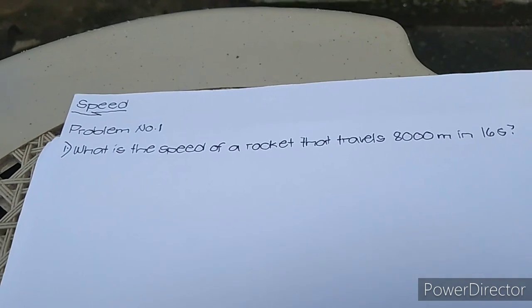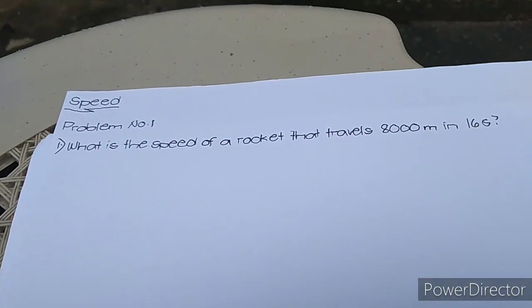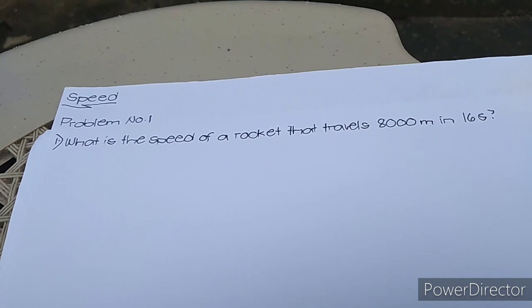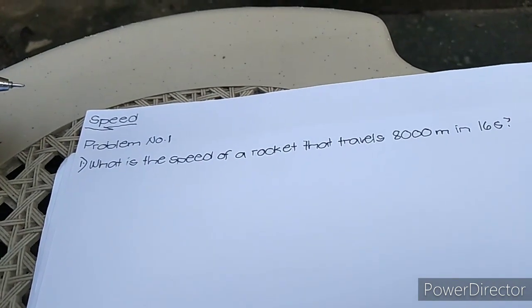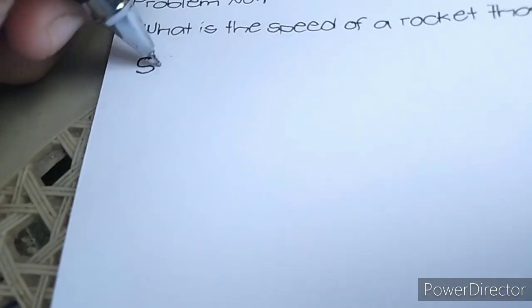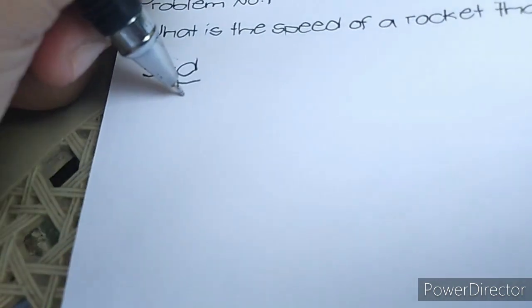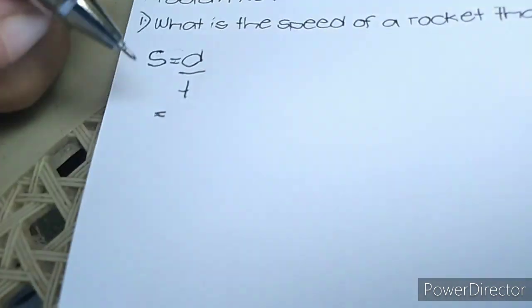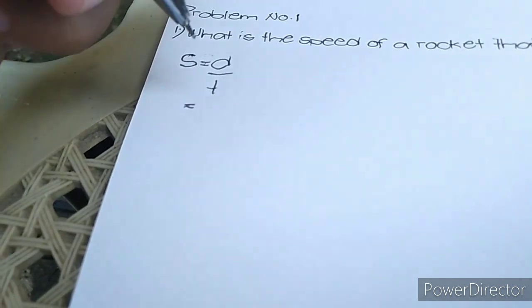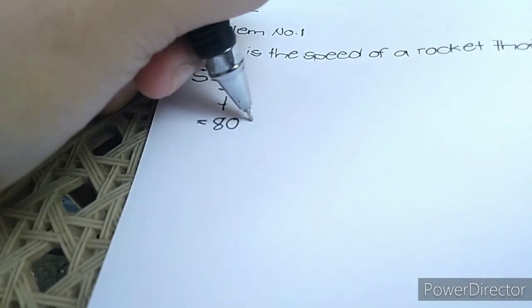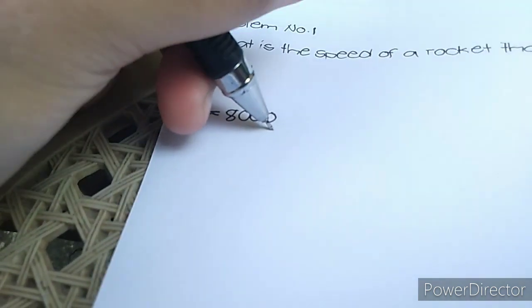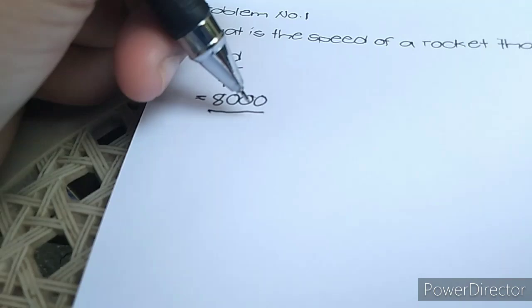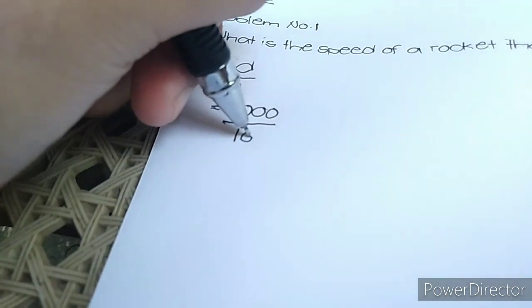Problem number 1. What is the speed of a rocket that travels 8,000 meters in 16 seconds? So the formula of speed is speed equals distance divided by time. So the distance is 8,000 meters and the time is 16 seconds.